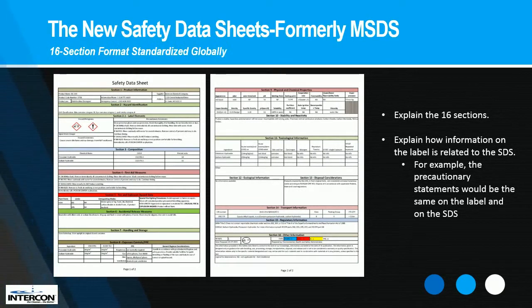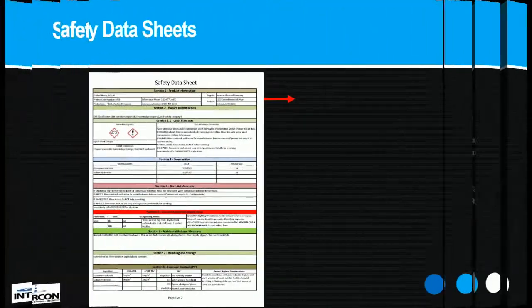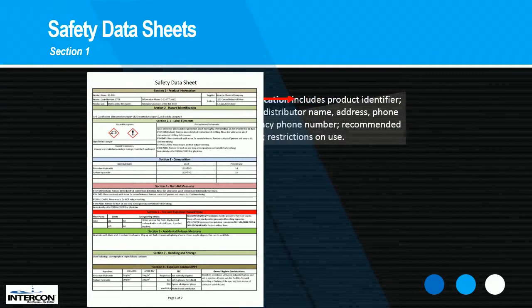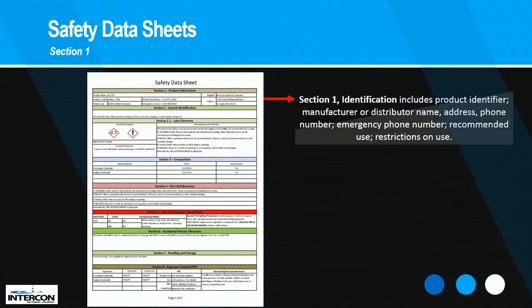MSDS are now termed SDS, Hazard Communication Safety Data Sheets, and include 16 sections. Section 1. Identification includes product identifier, manufacturer or distributor name, address, phone number, emergency phone number, recommended use, restrictions on use.